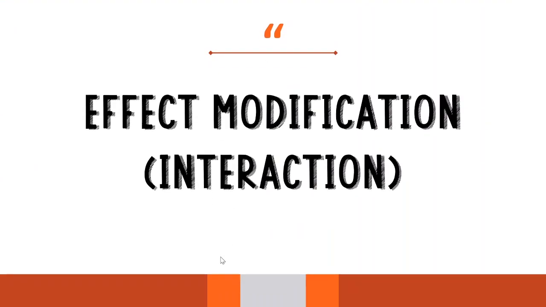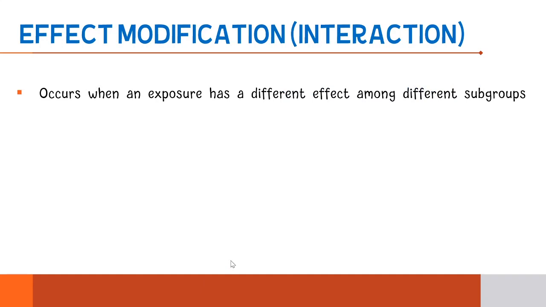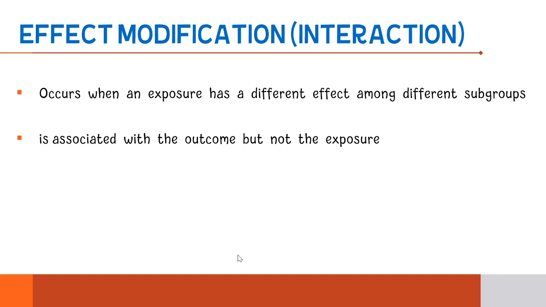Next is effect modification or interaction. Now, unlike confounding, effect modification is a biological phenomenon in which the exposure has a different impact in different circumstances. To further explain, effect modification is actually the term used by epidemiologists, but when you are a biostatistician, interaction is what we use. Now, it occurs when an exposure has a different effect among different subgroups.